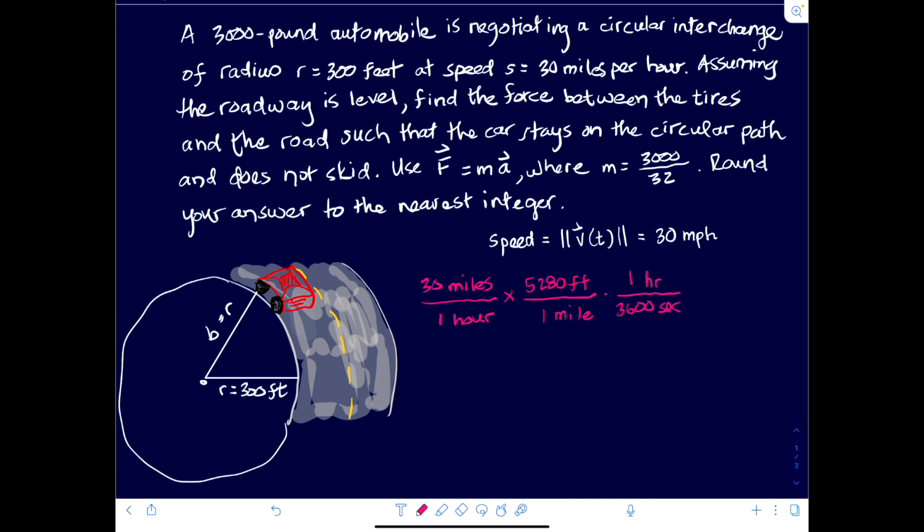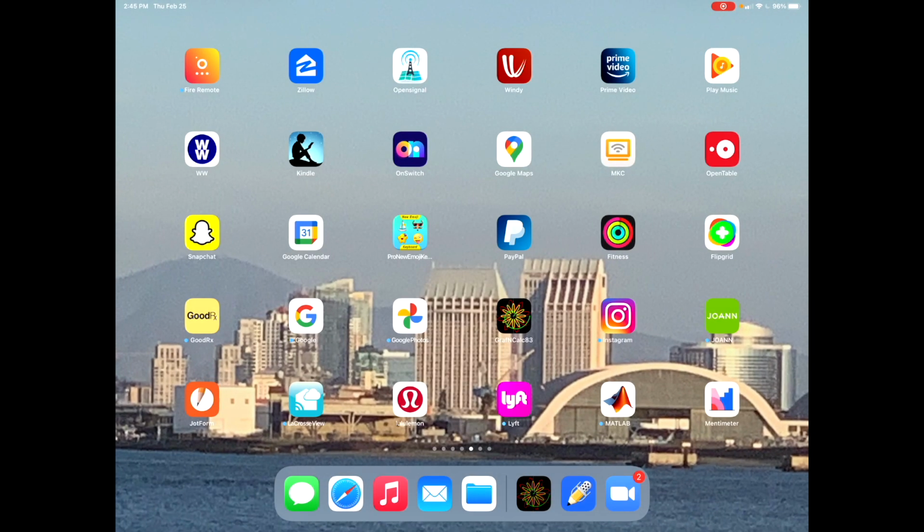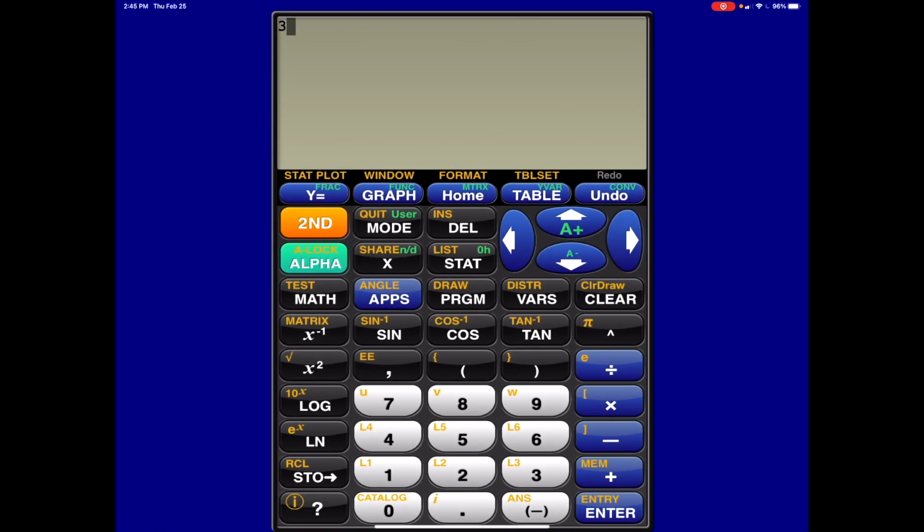All right, so now the units that we wanted to get rid of are gone. And so when we go ahead and take a look, we'll have 30 times 5280 divided by 3,600.